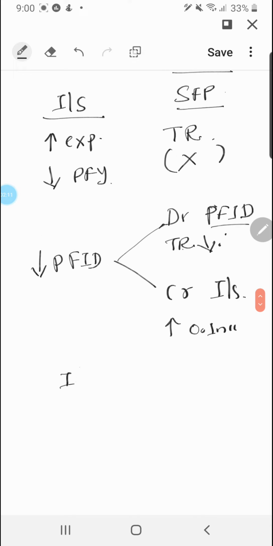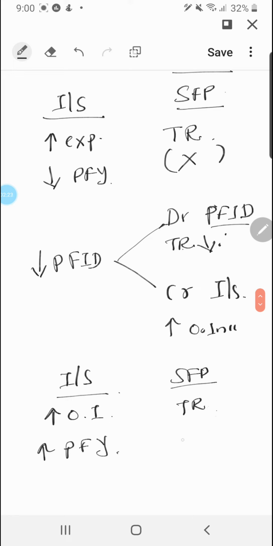The impact would be income statement to increase other income value, therefore increase the profit for the year, whereas in SFP, from trade receivables, you deduct the amount of provision for the end of the year.